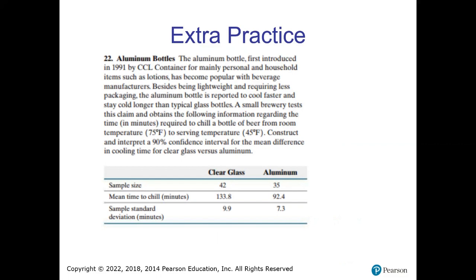All right, the aluminum bottle, first introduced in 1991 by CCL Container for mainly personal and household items such as lotions, has become popular with beverage manufacturers. Besides being lightweight and requiring less packaging, the aluminum bottle is reported to cool faster and stay cold longer than a glass bottle. A small brewery tests this claim and obtains the following information regarding the time in minutes required to chill a bottle of beer from room temperature, 75 degrees Fahrenheit, to a serving temperature of 45 degrees Fahrenheit. Construct a 90% confidence interval for the mean difference in cooling time for glass and aluminum bottles.